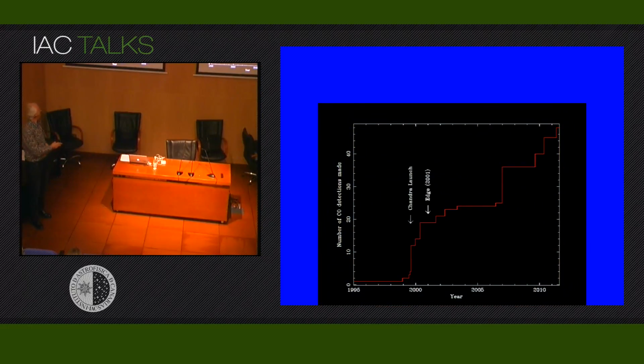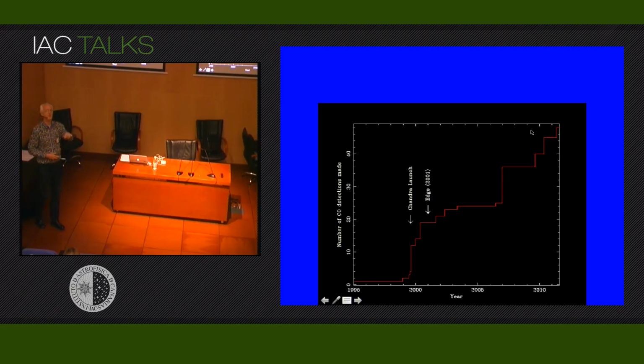So this is just a time series of the number of CO detections made with time. In the mid-90s, there was one, and then on Boxing Day, 1998, we made the second one. And then fairly soon after that, we got to about a dozen. And in 2001, I submitted a paper which presented 17 of those detections. And we're now at a point where we have about 46.